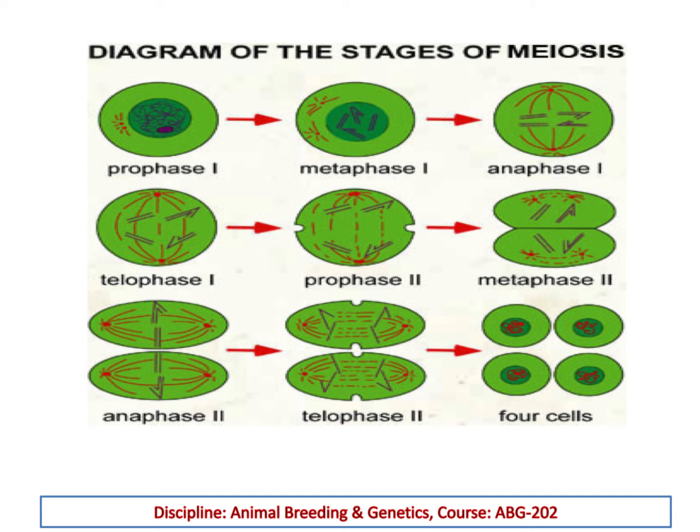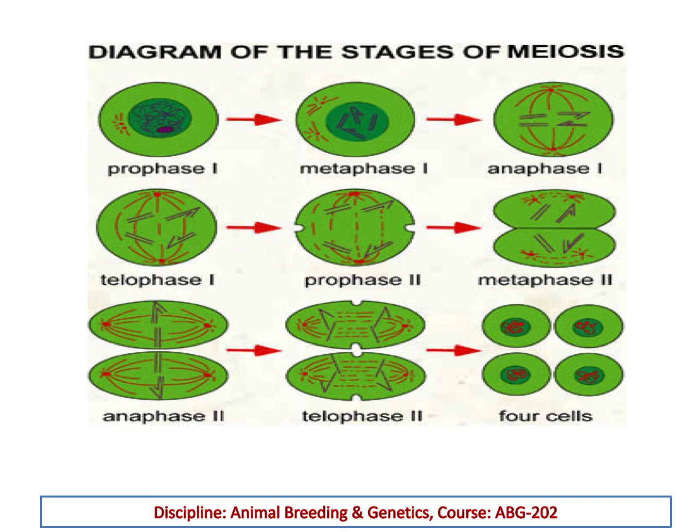Okay, so here is a diagrammatic representation: prophase, metaphase, anaphase 1, telophase 1. This is a diagrammatic presentation basically of meiosis. So prophase 1, metaphase 1, anaphase 1. So the number of chromosomes is halved. Now telophase 1, these are four stages.